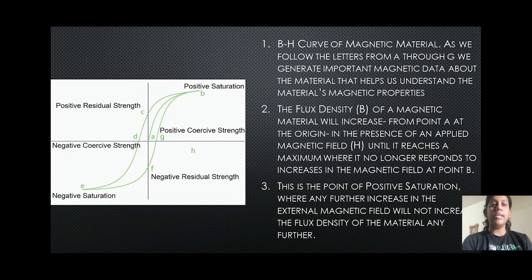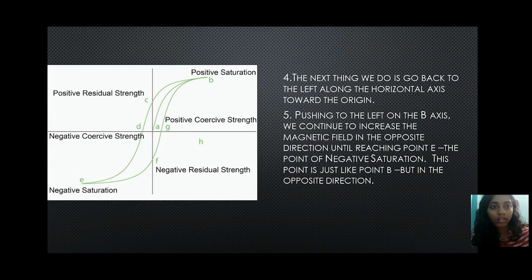Magnetic flux density will increase from point A in the presence of the applied magnetic field until it reaches a maximum, where it is no longer responding to the increase in magnetizing field, which is at point B. This point is called positive saturation. The next thing we do is go back to the left along the horizontal axis towards the origin. Pushing to the left on the magnetic axis, we continue to increase the magnetic field in the opposite direction until reaching point E, which is the point of negative saturation. The point is just like point B but in the opposite direction.